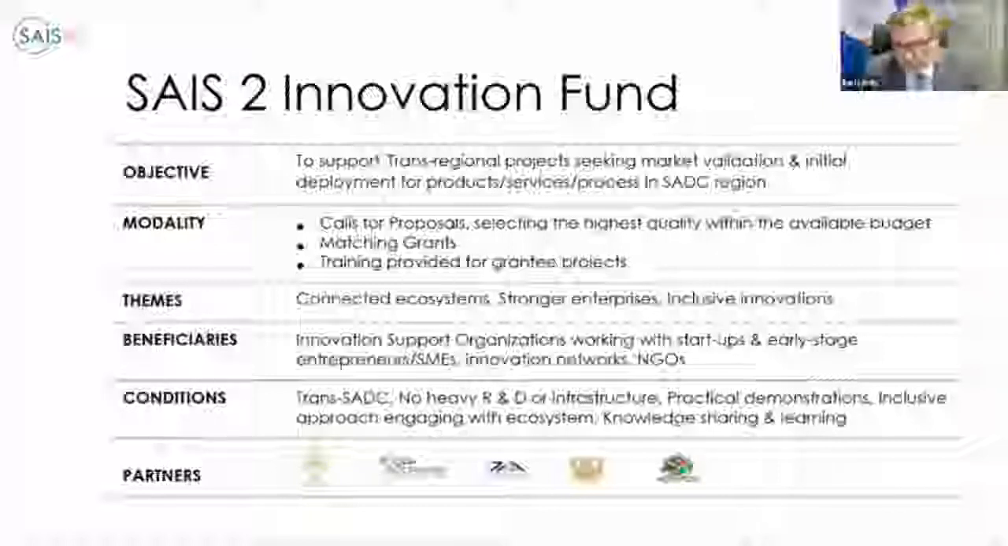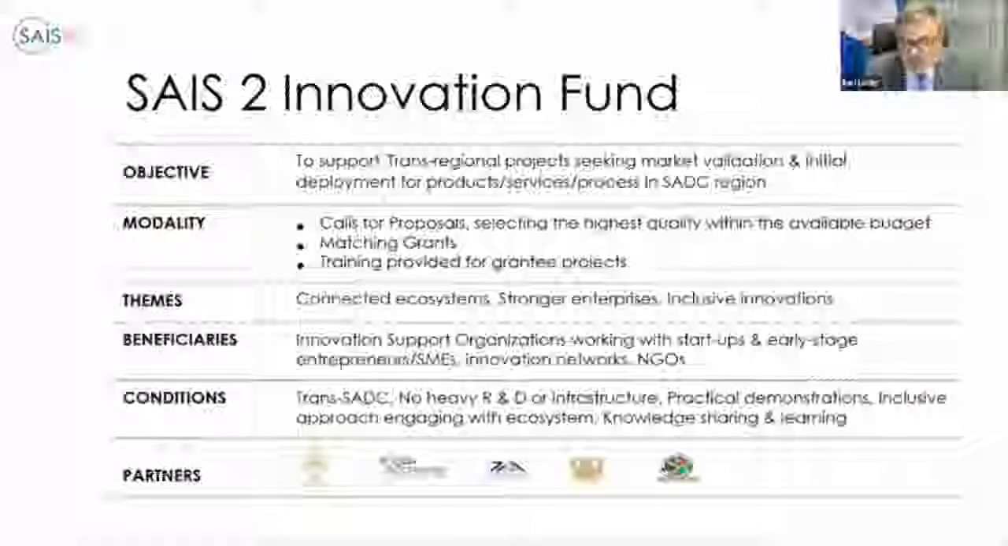So the Innovation Fund themes are connected ecosystems, stronger enterprises, and inclusive innovation. And the beneficiaries we are particularly looking for are innovation support organizations who are working with startups, early stage entrepreneurs, SMEs. They can also be working with and launching or strengthening already existing innovation networks, as well as we are looking at the NGOs who are operating in this space.